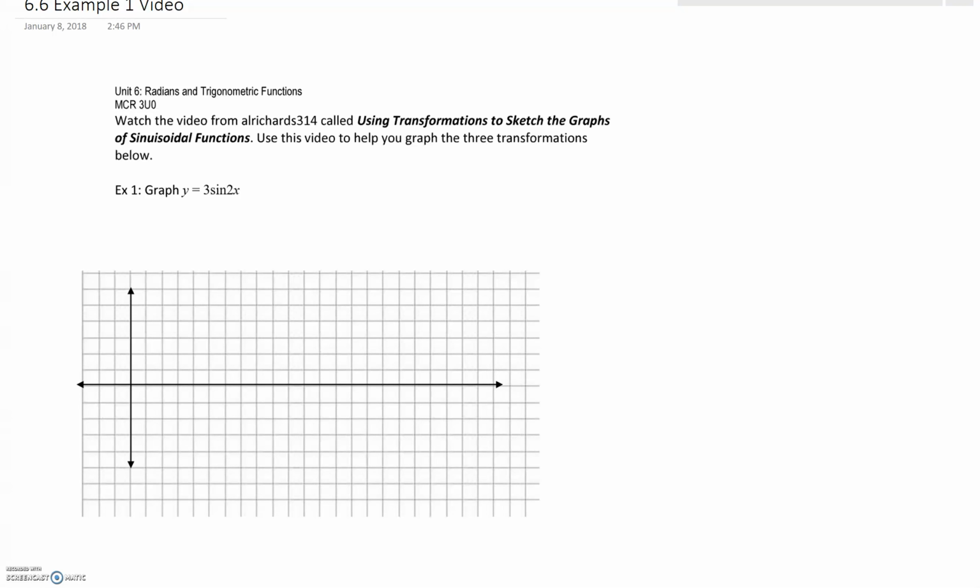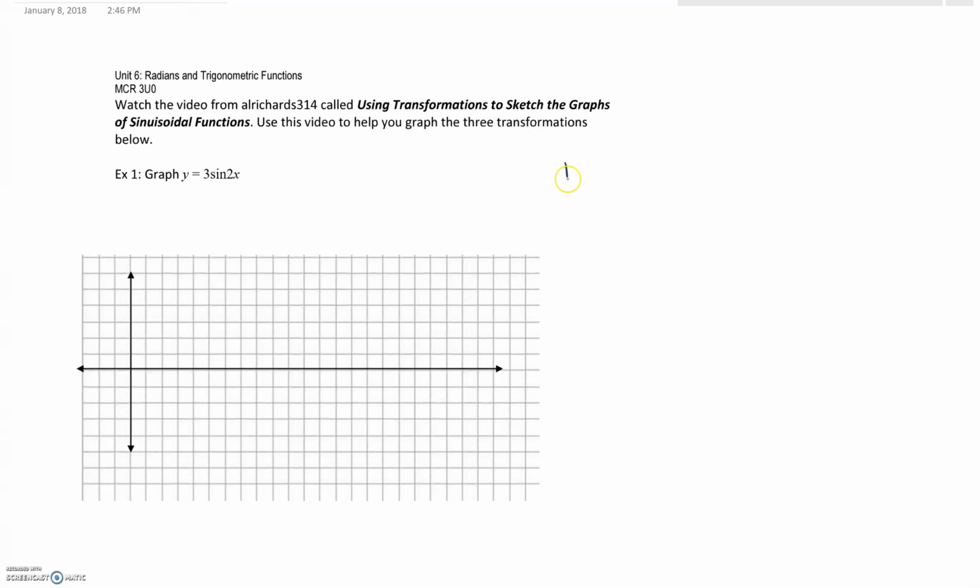So for this example, the first thing that we want to do is calculate the period. In this case, there's a formula for period, and you do 360 degrees divided by k. Now your k value is in your equation, and it's the one sitting between the sine and the x. So in this case, k equals 2. And so we're going to do 360 divided by 2, which is 180 degrees.